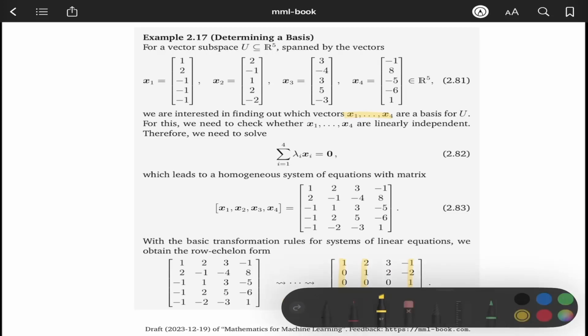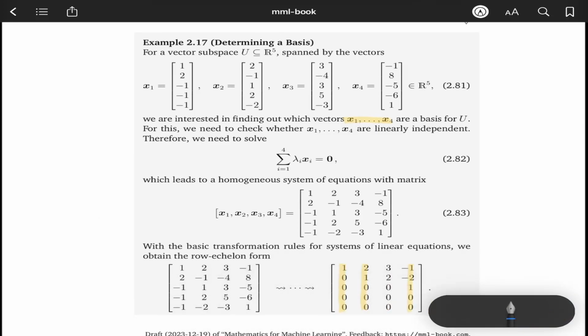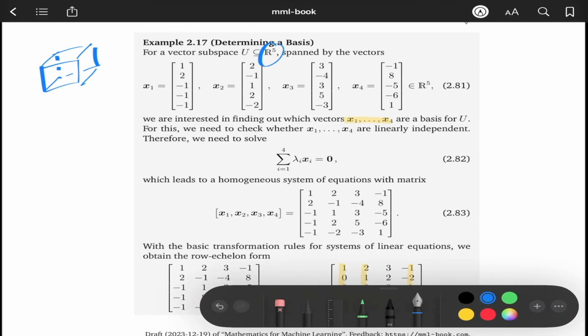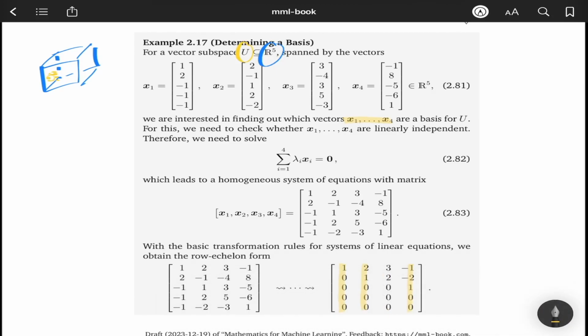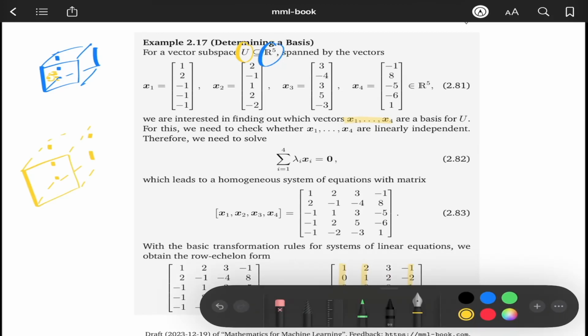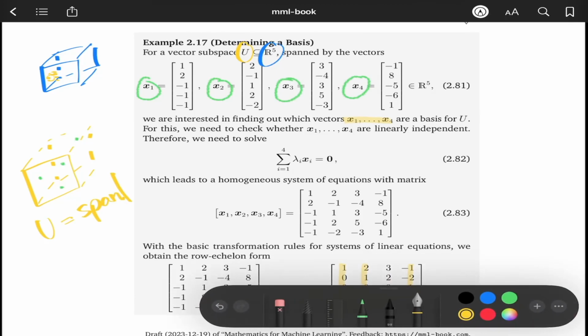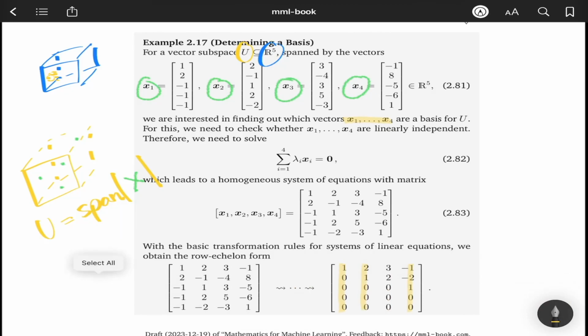Okay, so how can we understand this? Let's say we have some kind of a 5-dimensional space, and within that 5-dimensional space we have a subspace. Okay, so let's zoom in, basically. Here is our subspace. Now we have 4 points, and these 4 points are used to span this yellow space. We say U equals the span of x1 to x4. So just by having the 4 vectors, we can actually compute or define U.